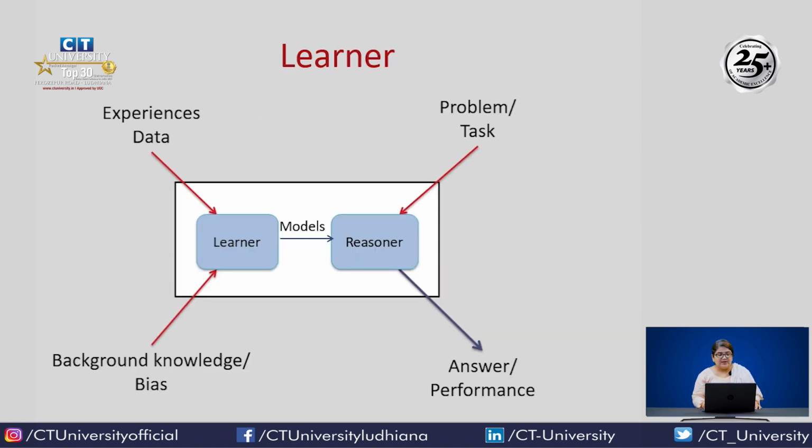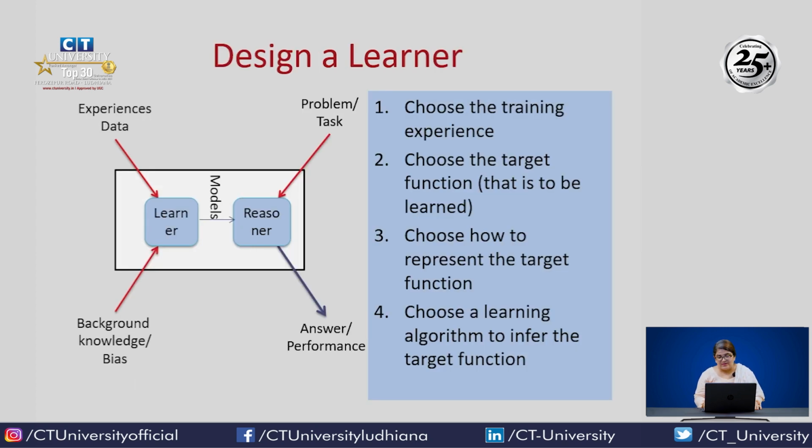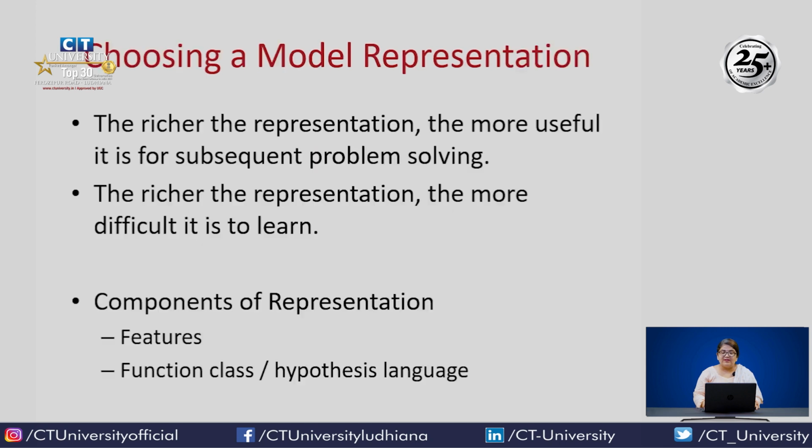Now we come to the learner. Again, I'm telling you, the experience data, problems in the form of various tasks, background knowledge in the form of bias, will give you the natural answer in the form of experience. So, design a learner. How is a learner designed? Choosing the training experience is the first very important task. The second thing is to choose the target function that needs to be learned. The third is to choose how to represent the target function. Then choose a learning algorithm to infer the target function.